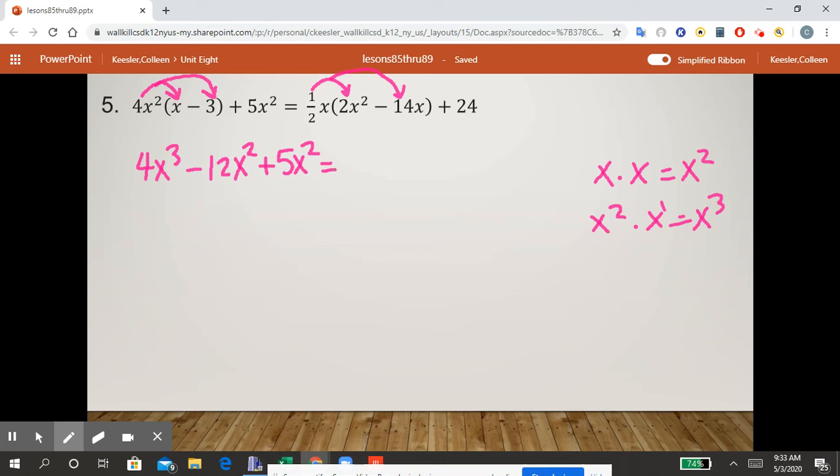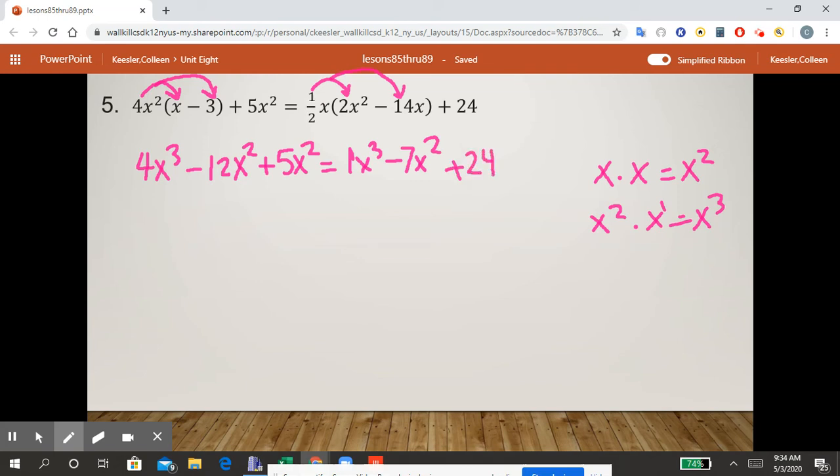Then we have half x times 2x squared is going to be just 1x cubed. Again, the x times x squared is x cubed. Half of 2 is 1. Then half x times negative 14x is negative 7x squared. And then we have the plus 24.